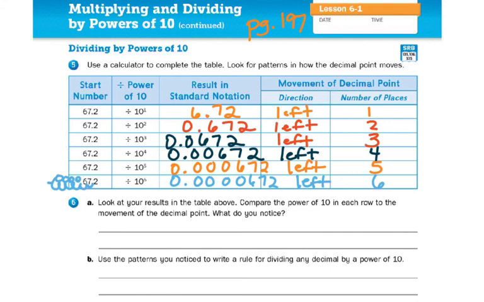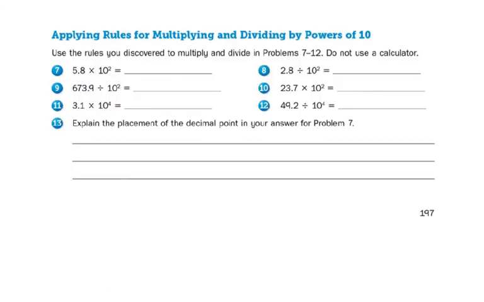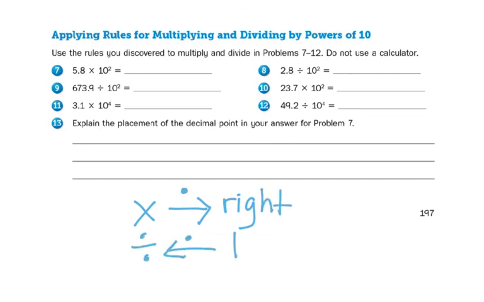So we're not going to write the next part, but what happened to the decimal point? It moved one place to the left for each exponent. Moved 2 places to the left, 3 places to the left, 4 places to the left, 5 places to the left, 6 places to the left. And let's end with this for today. Applying rules for multiplying and dividing by powers of 10. Remember, if you're multiplying, the decimal point moves to the right. If you are dividing, the decimal point moves to the left.